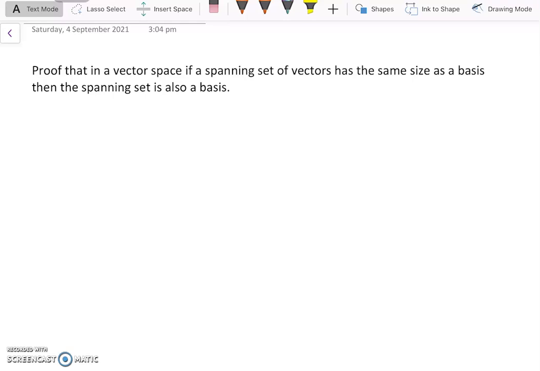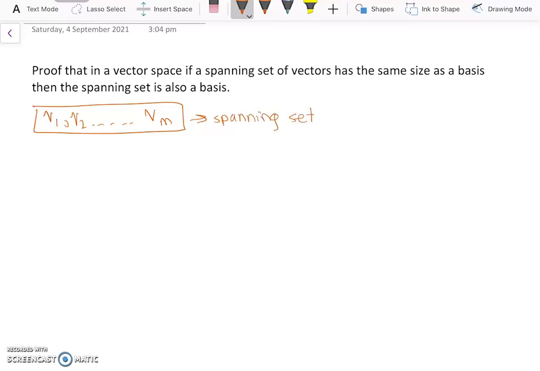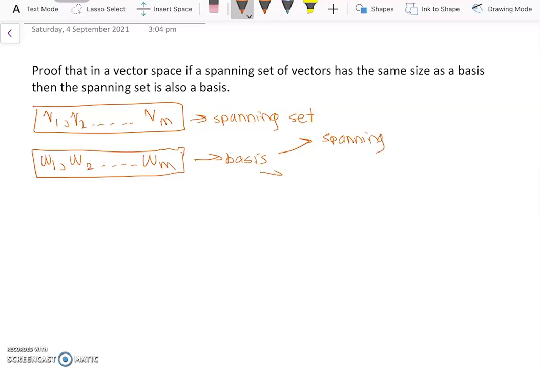Okay, so what I'll do is I'll make the vectors v1, v2, up to vm. This will be the spanning set. And I'll make w1, w2, up to wm the basis. And since it's a basis, it will be both spanning and linearly independent.